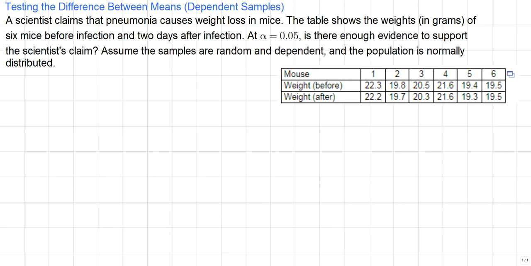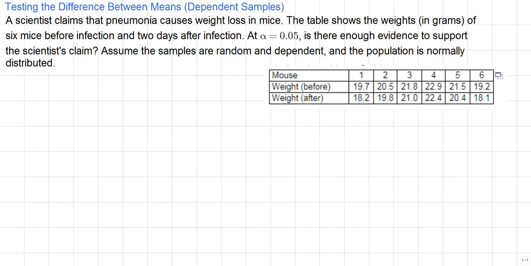Testing the difference between means for dependent samples. A scientist claims that pneumonia causes weight loss in mice. The table shows the weights in grams of 6 mice before infection and 2 days after infection. At alpha equals 0.05, is there enough evidence to support the scientist's claim? Assume the samples are random, independent, and the population is normally distributed.